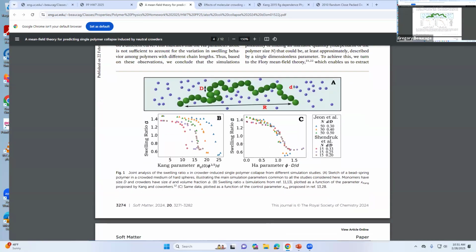Figure one. So he shows the swelling ratio alpha, R versus R theta, versus this parameter that Ha came up with, the concentration. What he's doing is adding in low molecular weight things. They can be salt molecules, they can be a protein, they can be particles, like colloidal particles. So basically he's putting something in.